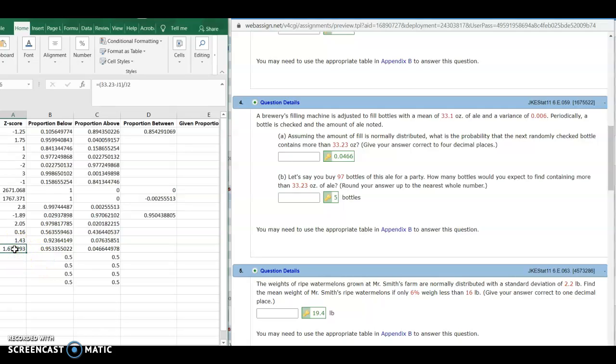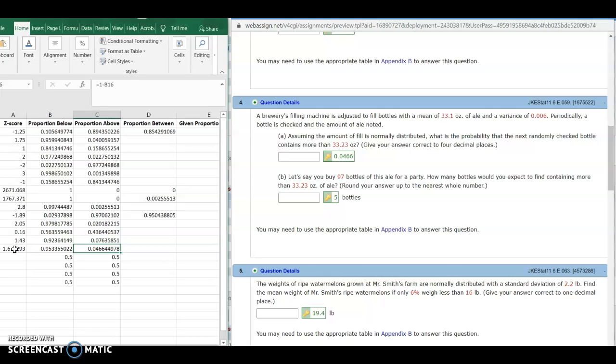Once we have that z-score, we can see that the proportion below is 0.9534 and that the proportion above is 1 minus 0.9534, which is 0.0466. So in B it says, let's say you buy 97 bottles of this ale for a party.